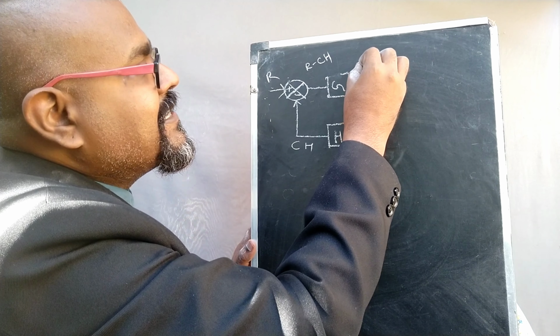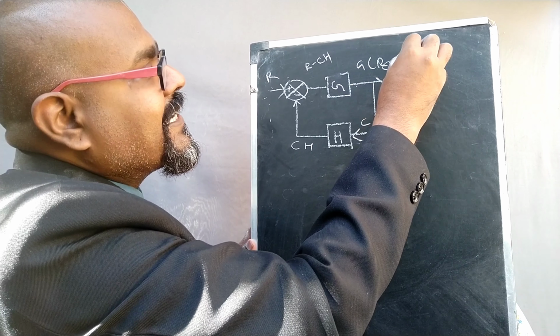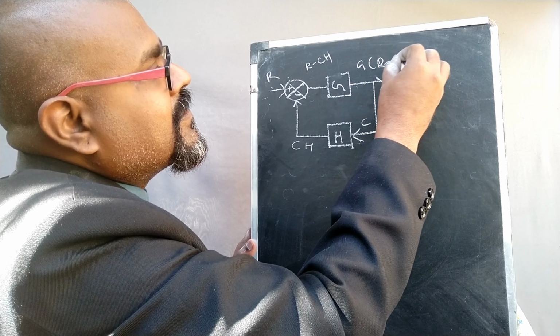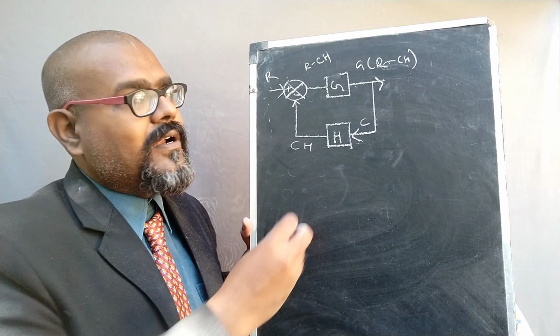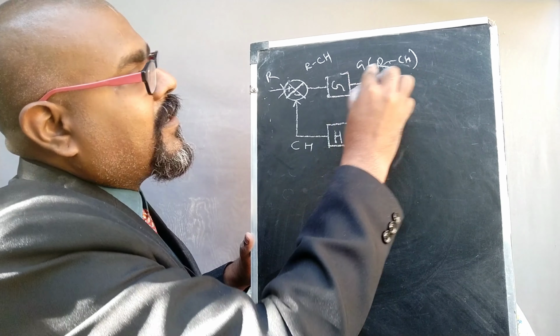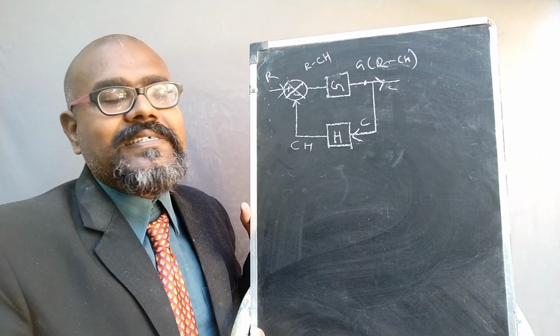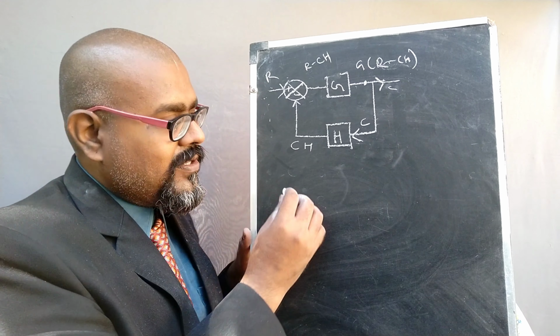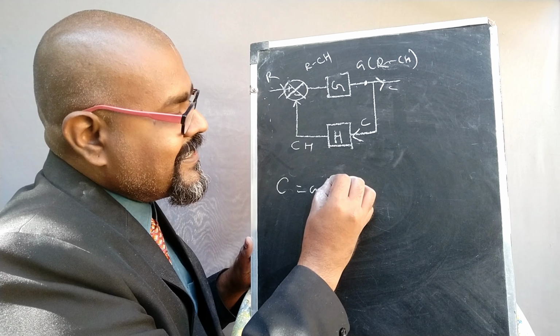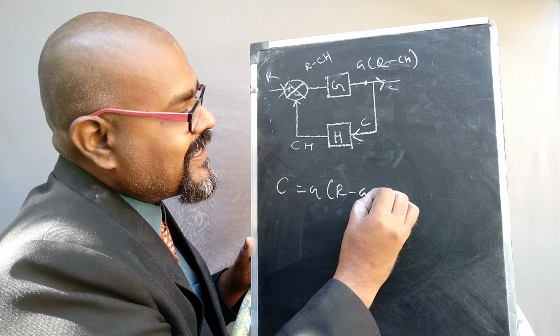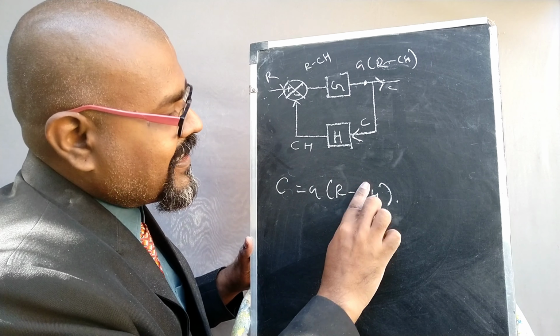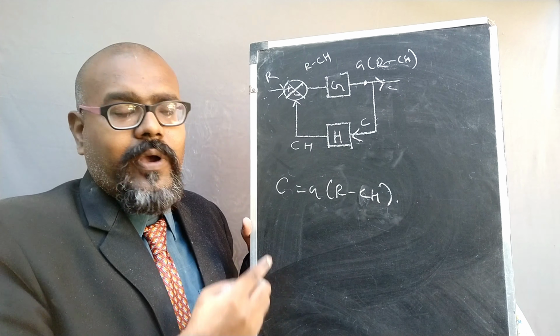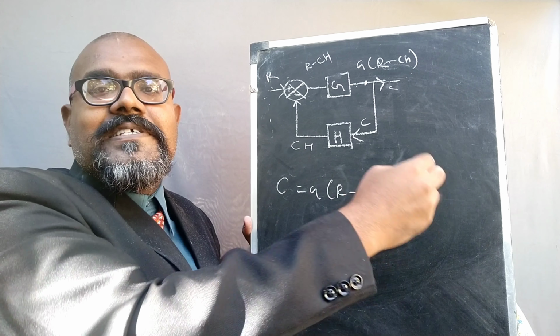Then you got G into R minus CH. This is the final output C. So here we got C is equal to G into R minus CH. So the final output we got is G into R minus CH. Okay, then multiply the G inside.